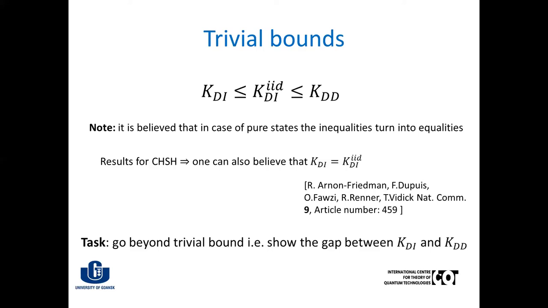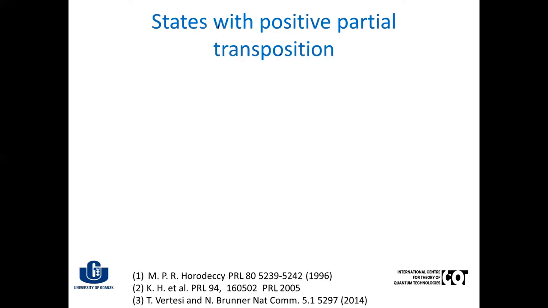Okay. So let me pass to the second part. I need to guide you through one slide about states having positive partial transposition, because our findings will concern these states. My notation is that rho gamma is the partial transpose of state rho.